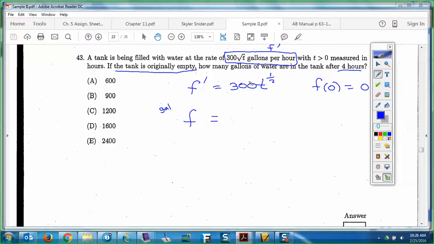So could we find f? Sure, antiderivative, right? Just got to approximate. Raise that up to 3/2. Divide by 3/2, which would be 2/3. What's 2/3 times 300? This is actually a calculator problem, but let's just pretend for right now it wasn't.